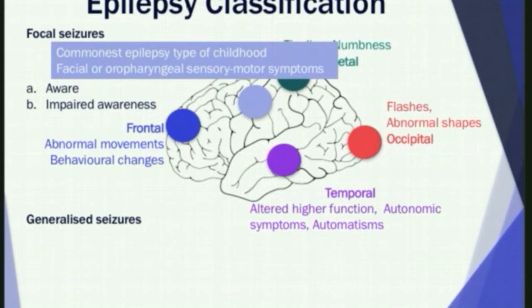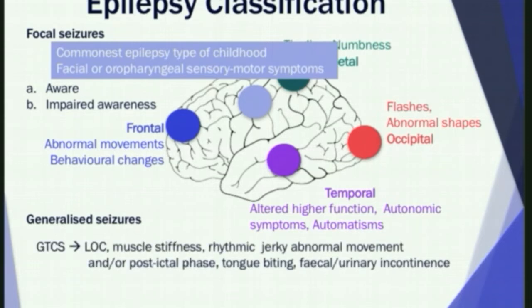Moving on to generalized seizures, there are 4 types of generalized seizures. The first one is a generalized tonic-clonic seizure, and this is the more severe manifestation of seizures in the spectrum. And as we said, it features loss of consciousness, muscle stiffness, rhythmic jerky movement, and then the postictal phase, which is the prolonged recovery period where patients are confused and drowsy, tongue biting, and fecal and urinary incontinence.